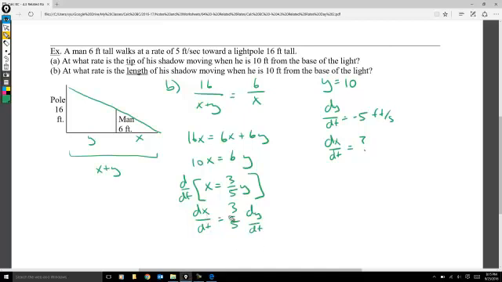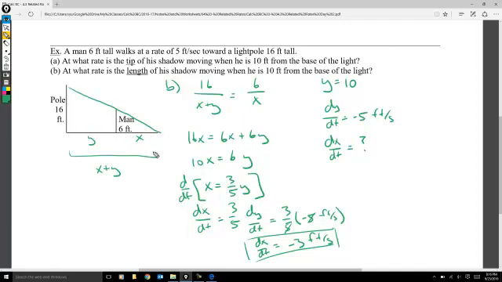Again, dx/dt is what I'm trying to find. I know that dy/dt is negative 5. So the 5's here cancel. I end up getting that my dx/dt is negative 3 feet per second. And that's my final answer. So this whole shadow is moving at a rate of negative 3 feet per second. It's approaching the pole at a rate of 3 feet per second.